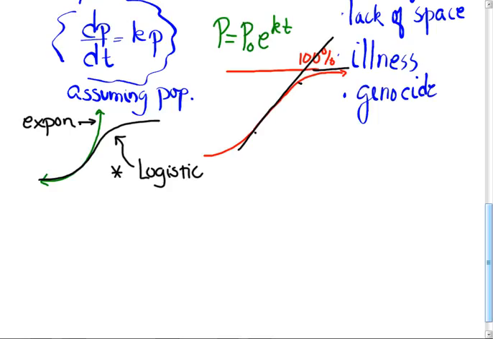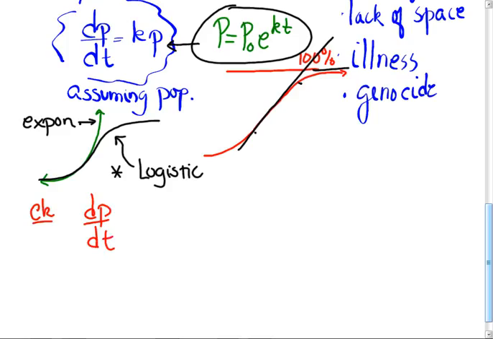Now, if we assume that this is the solution here, how would I know if that really is a solution? Check. Because that's all you're going to do in the homework. You are not going to solve, you are going to check. So let's check that. It's dP/dt. The left side is the derivative of that, and the right side is k times P.